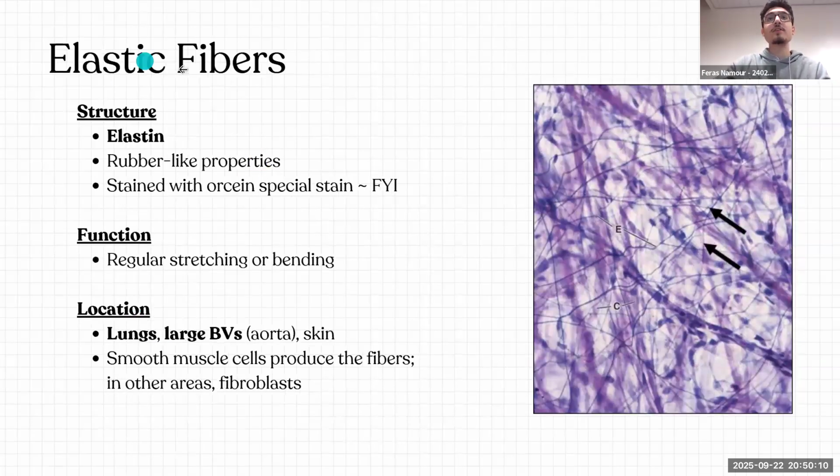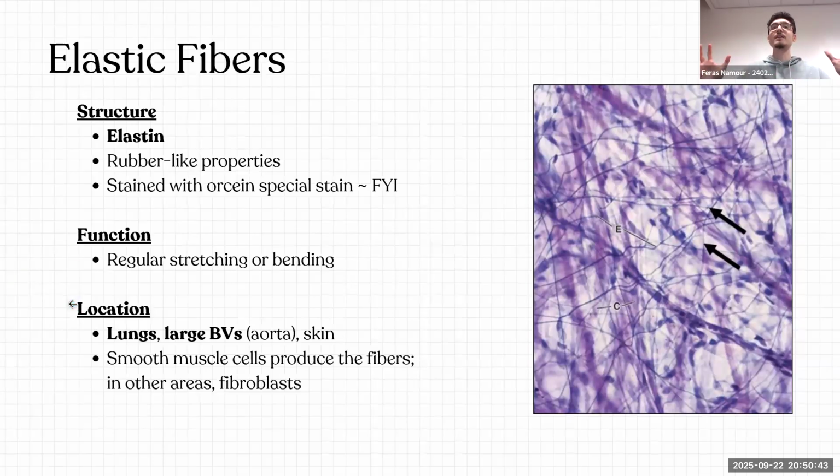Elastic fibers, the third type of fibers, are made out of elastin. And elastin has rubber-like properties. This time around, I'm not going to go to the location; I'm going to talk about the function first. Through its rubber-like properties, elastin is going to withstand stretching or bending. Where in the body am I going to have stretching and bending? Areas with a lot of pressure changes, such as in the lungs when I inhale and exhale.